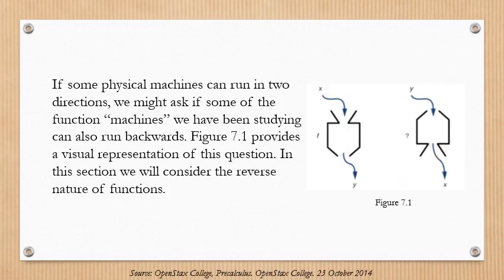If some physical machines can run in two directions, we might ask if some of the function machines we have been studying can also run backwards. Figure 7.1 provides a visual representation of this question. In this section, we will consider the reverse nature of functions.